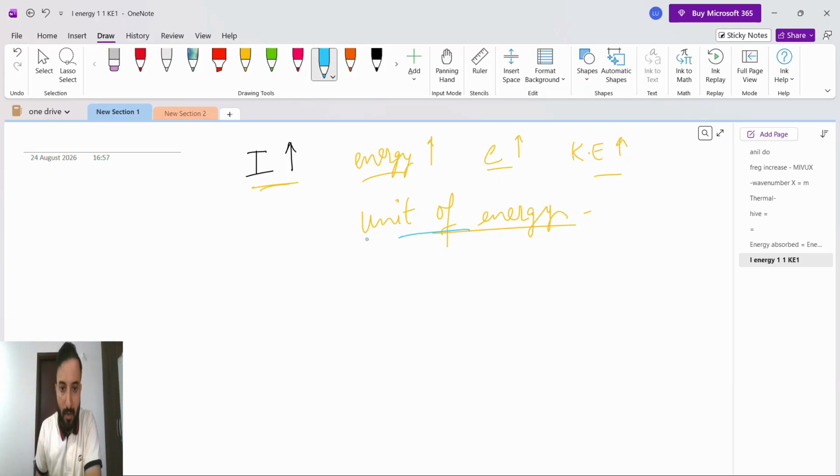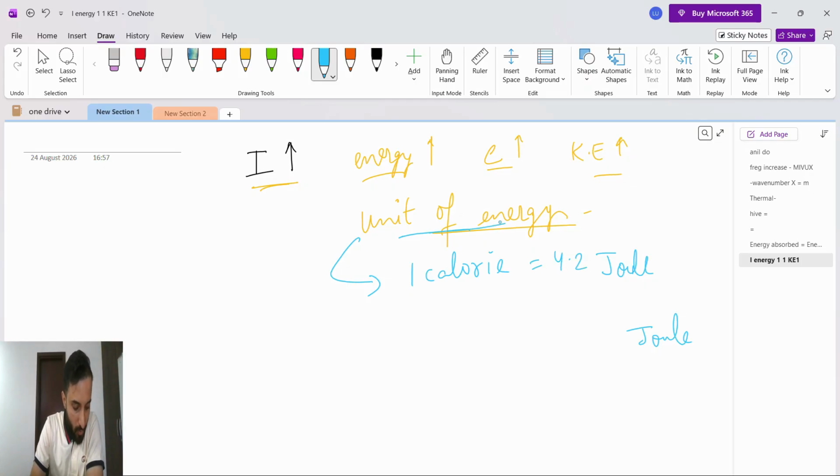So guys, see, unit of energy. The unit of energy we will write in terms of joule. If they give in terms of calorie, 1 calorie is 4.2 joule, the conversion. And if they give electron volt, 1 electron volt is 1.6 into 10 to the power of minus 19 joule.